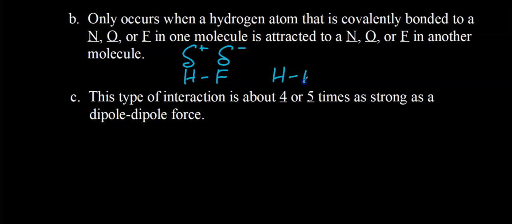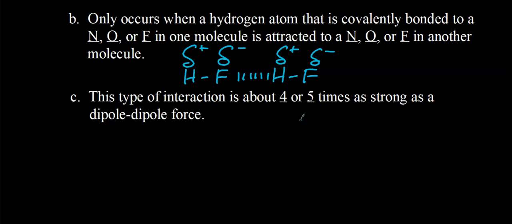Same thing, we get the arrangement of the molecules like this, and the attraction between the hydrogen in one molecule and the fluorine in the other molecule is called a hydrogen bond. Hydrogen bonds are typically the strongest type of intermolecular force. Little note on that later, but typically the strongest type. However, only 4 or 5 times as strong.